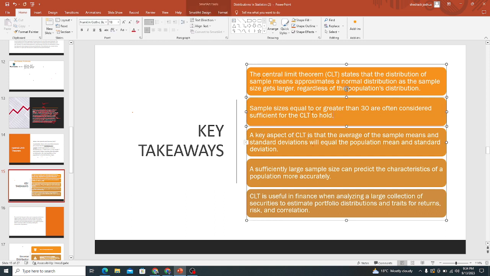And we usually say that a sample size n equal or greater than 30 is often considered sufficient for the central limit theorem to hold, okay. Then a key aspect of the central limit theorem is that the average of the sample means and the standard deviation will equal the population mean and standard deviation at some point. That is, as we increase the sample size, we will be approaching the mean and the standard deviation of the population. Okay. So a sufficiently large sample size can predict characteristics of a population more accurately. Of course, as we increase the sample size, the more insights we get about the population.